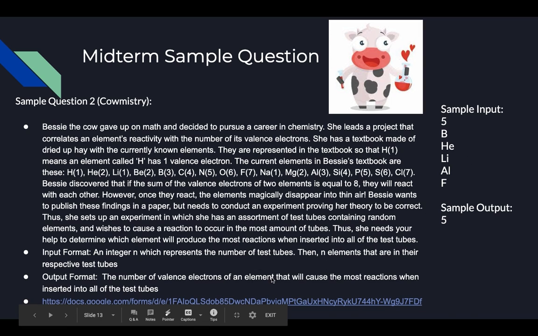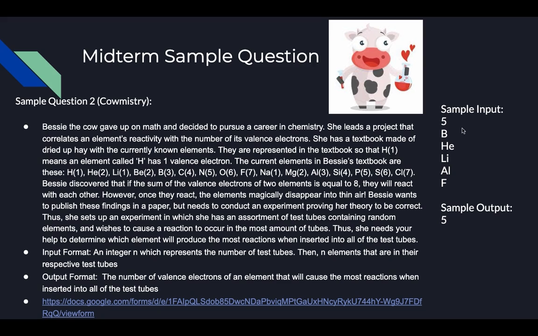And the output format is the number of valence electrons of an element that will cause the most reactions when inserted into all the test tubes. So it's 5 because we check boron, right? Boron has 3 valence electrons. We check helium, which has 2. Lithium, where's lithium at? Oh, lithium has 1. My bad, I'm stupid. Valence electrons, not total electrons. So lithium has 1 valence electron. Aluminum has 3, I believe. Yeah, 3. Fluorine has 7.